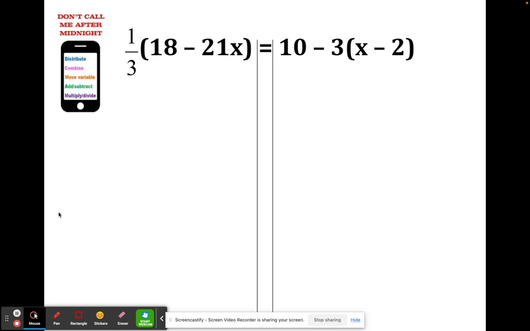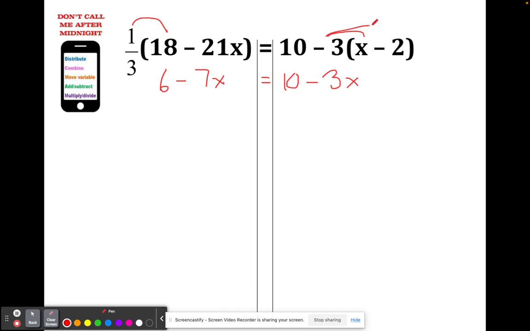Another one. This time I'm distributing a fraction. Remember to think of it as "of." 1/3 of 18 is 6. Minus 1/3 of 21 is 7x. Equals 10, and negative 3 times x is minus 3x. Negative 3 times negative 2 makes it a positive 6.